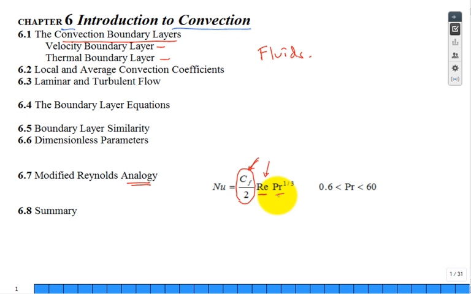What's the Prandtl number? Well, that's a property. It's nu over alpha. Nu was a fluid mechanics property. What was that property? Yeah, kinematic viscosity. And alpha, we've already seen, thermal diffusivity. So the Prandtl number is simply just another property, but it shows up right here.